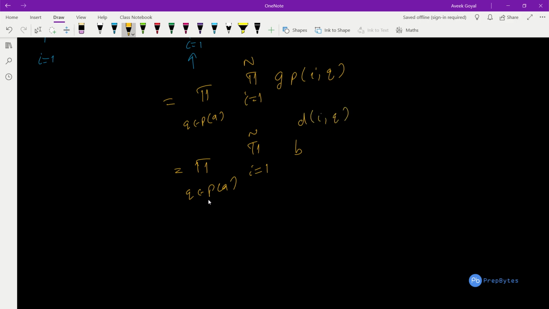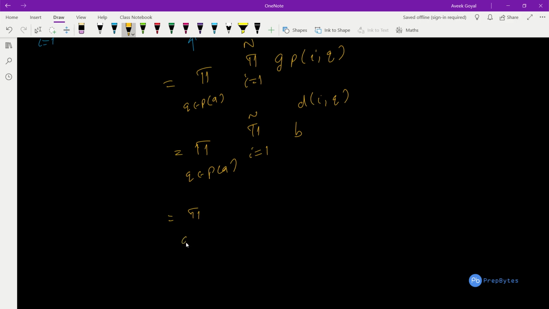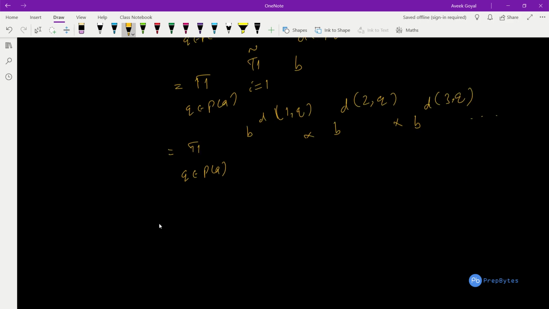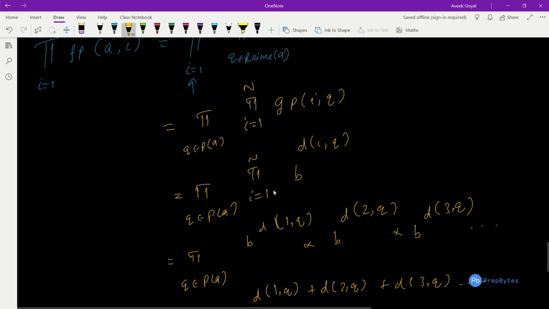We have seen this. Now if I expand this, for q belonging to s prime of a, this will be b to the power of d of 1 comma q, multiplied by b to the power of d of 2 comma q, I am substituting the I values, multiplied by b to the power of d of 3 comma q, and so on. The base is the same, so the indices rule applies; all the rules are applicable here. So d of 1 comma q plus d of 2 comma q plus d of 3 comma q, like this, correct?